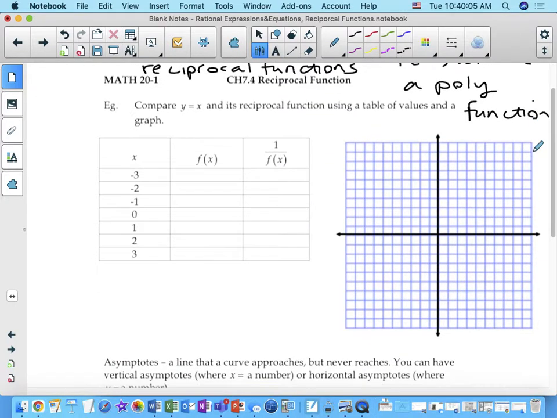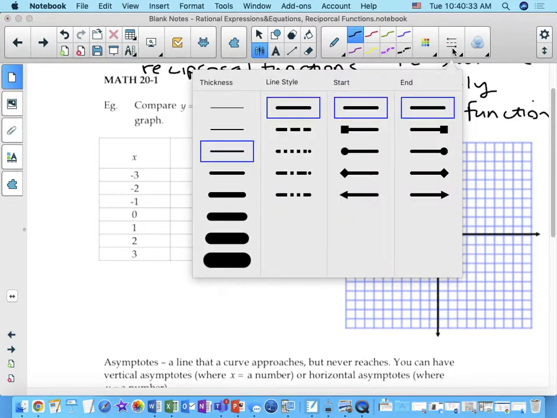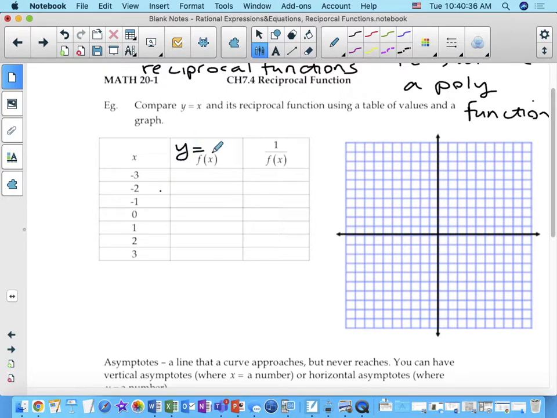So to do so, we're going to compare y equals x, so that's our f of x, to its reciprocal. So here f of x would be x, or actually a better way of putting it would be y equals x. And this one would be y equals 1 over x. Okay, and to do so, we're just going to make a table of values. The first one is a very simple linear function.